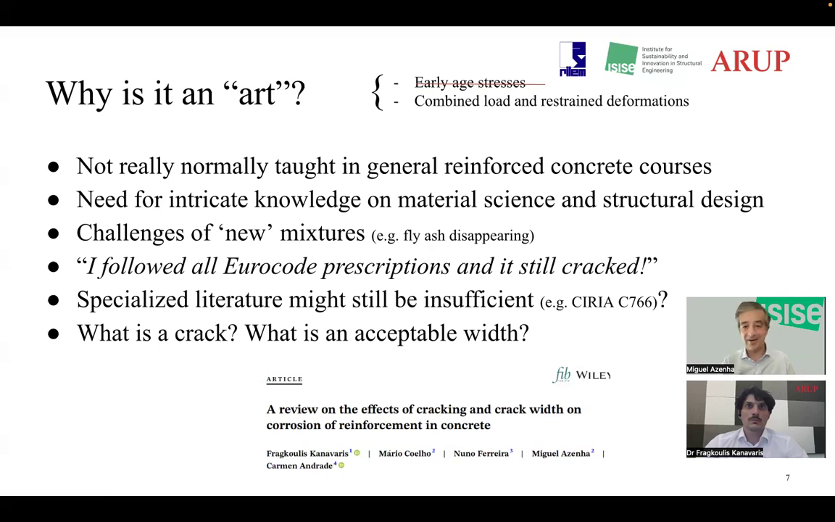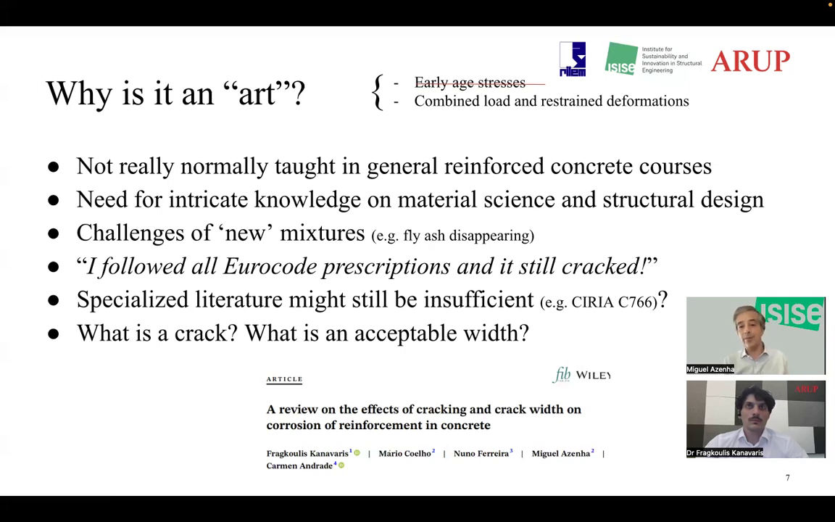So for that matter, also a last aspect that even brings this further to an art. What is really a crack? And most importantly, what would be the acceptable width that the crack could have for a certain performance requirement? And regulations are not there yet. Regulations are transmitting some kind of consensus that a group of people have arrived to. However, this consensus many of the times is rather conservative.